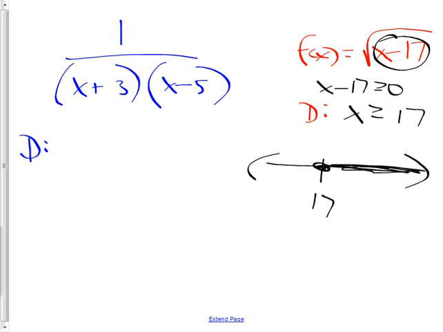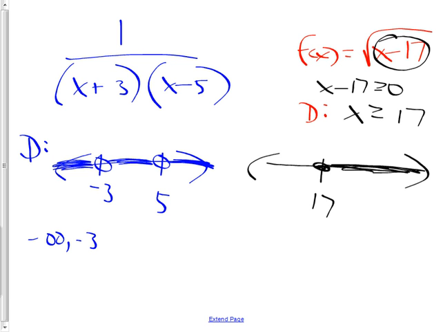Okay, good. The other one, the blue one. Everything works except -3 and 5. So you'd make a number line. Here's -3. Here's 5. Can't be this, can't be that, but it can be everything else. If I was going to write it with the parentheses and everything, I'd say negative infinity to -3. I did not need you to do this, but in case you wanted to know. Union with -3 to 5. Union with 5 to infinity.